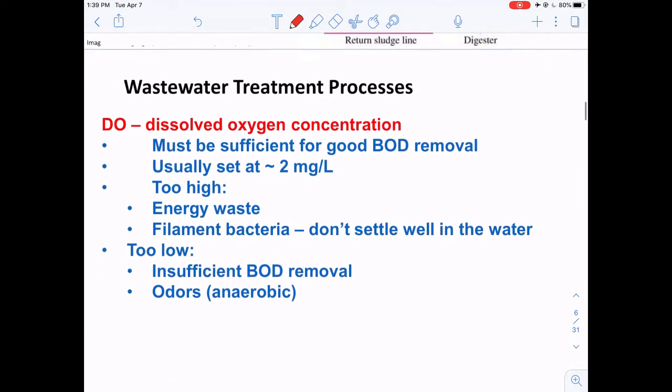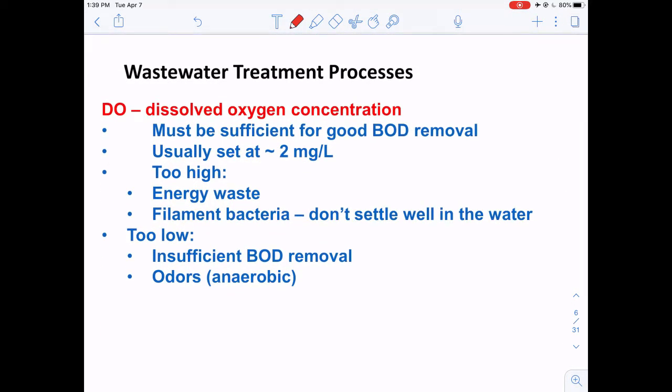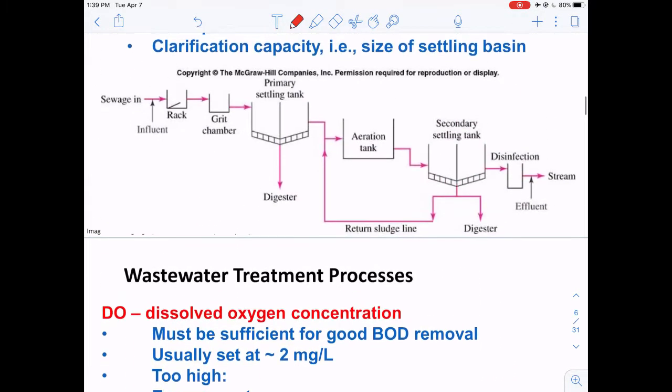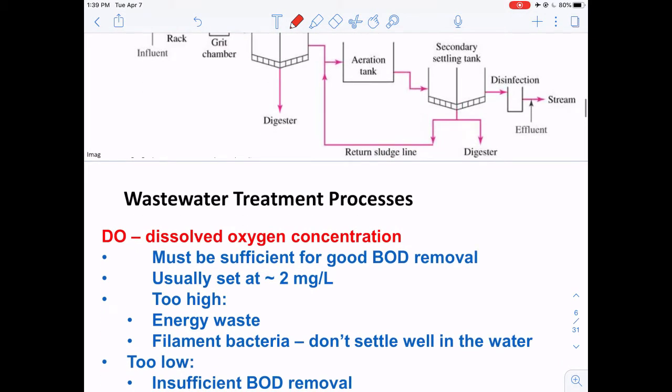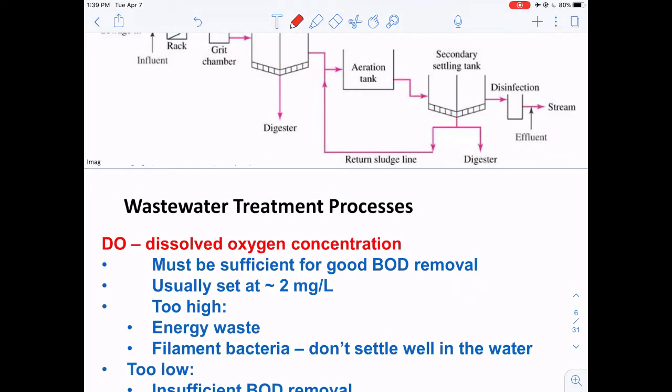Yeah, we have gone through this slide here. The second important parameter is the dissolved oxygen concentration in the aeration tank. We want enough oxygen in this aeration tank, mainly because oxygen is basically the fuel, or the material that's needed by these microorganisms to oxidize the organics. So the DO concentration has to be sufficient for enough BOD removal, and we normally set this concentration to around 2 milligrams per liter.